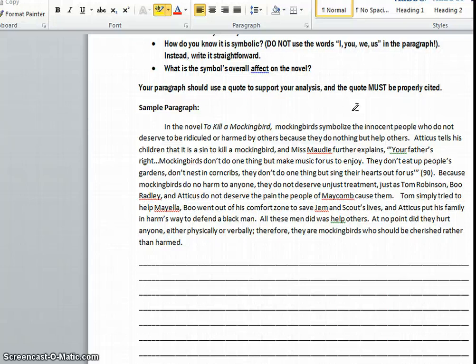Here, it's explaining a couple things. One, what it is this symbol symbolizes, how we know it's symbolic, but also it's starting to apply it to the novel as a whole. If you read the rest of the paragraph, it continues to apply the symbol to the novel as a whole. So yes, this example does meet all the expectations.